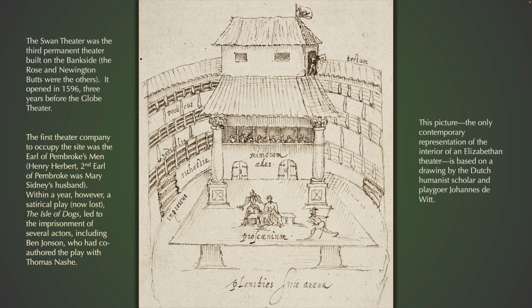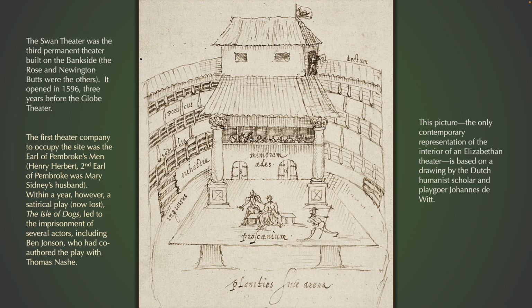first theater company to occupy this site, the Swan Theater, was the Earl of Pembroke's men. The Earl of Pembroke, Henry Herbert, the second Earl of Pembroke. This was Mary Sidney's husband. This is Philip Sidney's sister. So Philip Sidney's brother-in-law, the second Earl of Pembroke.